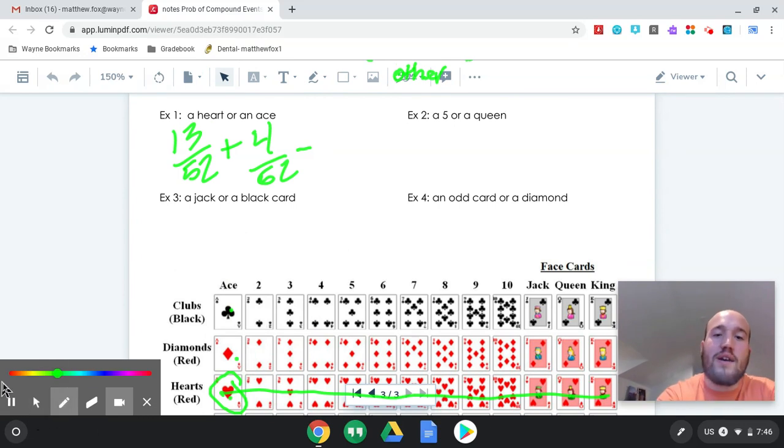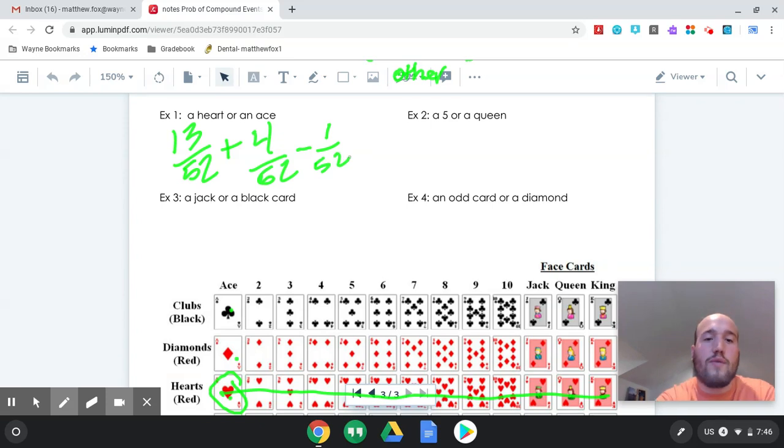So we have to subtract that 1, and we're left with 13 over 52 plus 4 over 52 minus 1 over 52. 13 plus 4 is 17 minus 1. That's going to give us 16 over 52. Okay, now at this point we do need to reduce. So what goes into both 16 and 52, and that would be 4. So we're going to be left with 4 over 13.